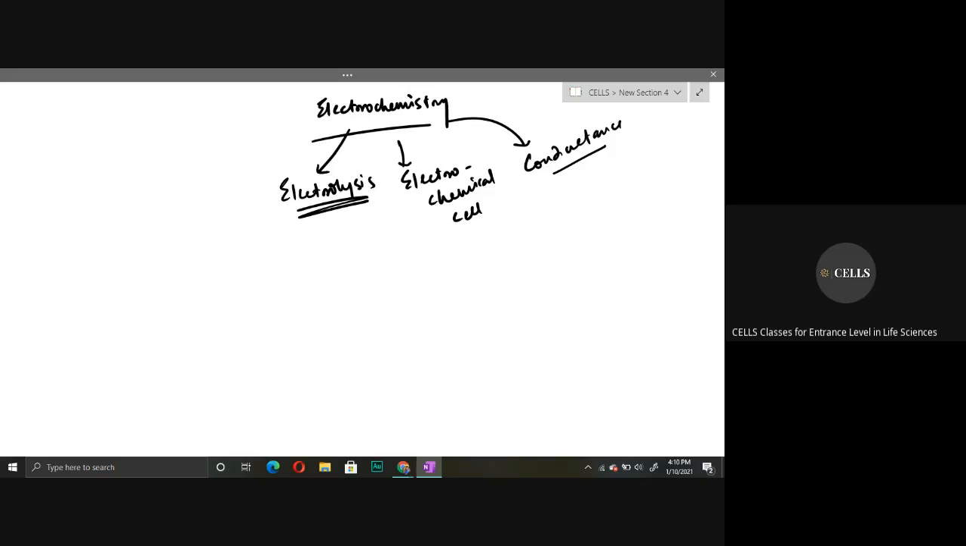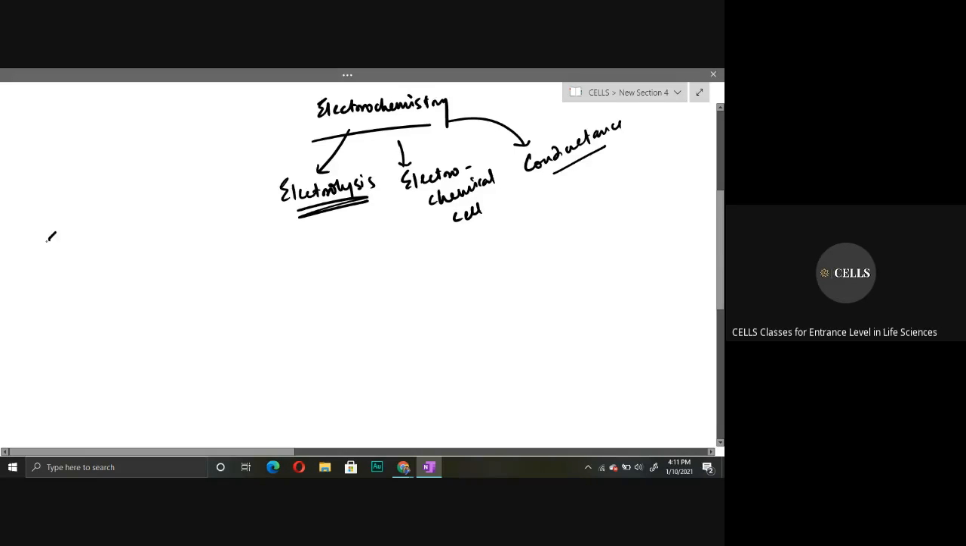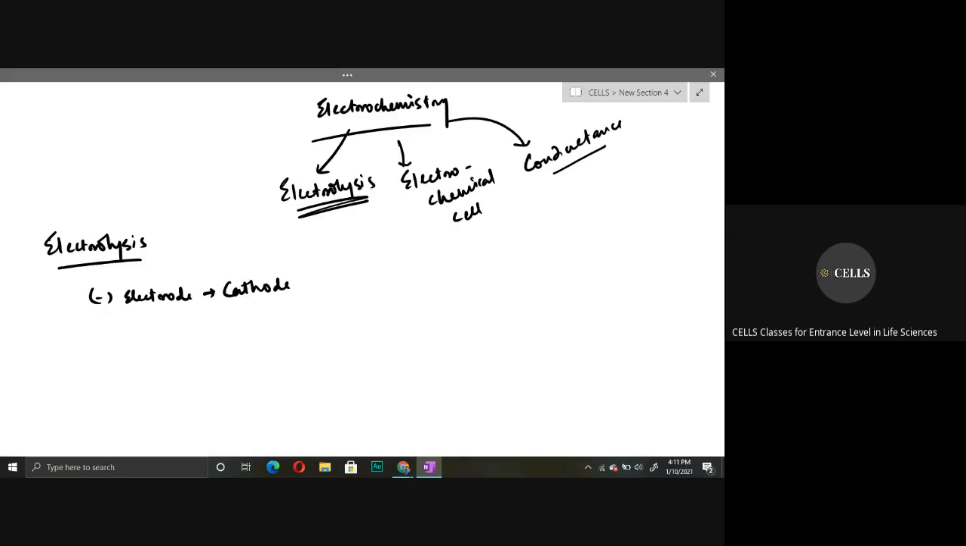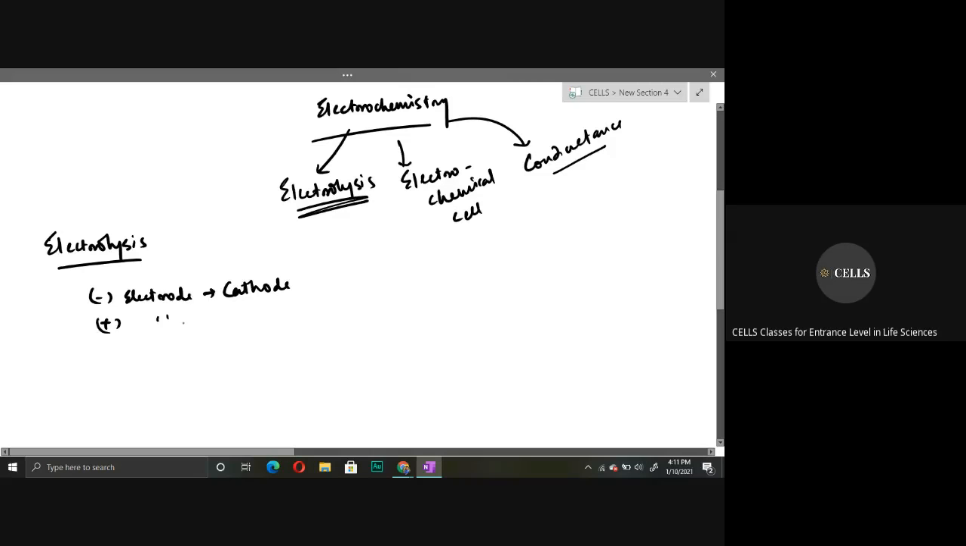First of all, you need to know that by the help of electrolysis we can actually make water from hydrogen and oxygen. We know these kinds of things, but we are not concerned about that. In case of electrolysis, the negative electrode is known as the cathode. In case of electrochemical cells, it will differ; I will say that after a few minutes. So in electrolysis, the negative electrode is the cathode and the positive electrode is the anode.